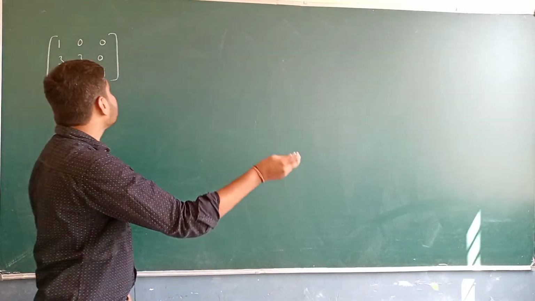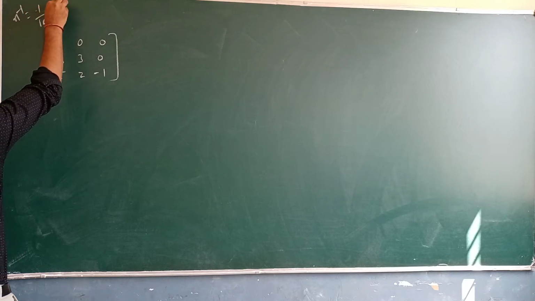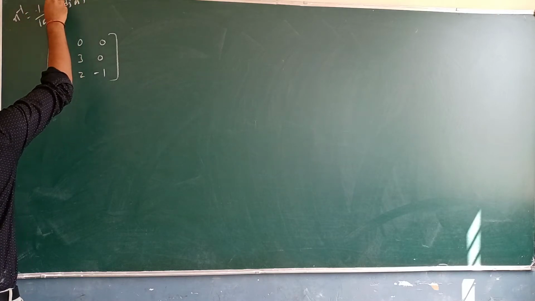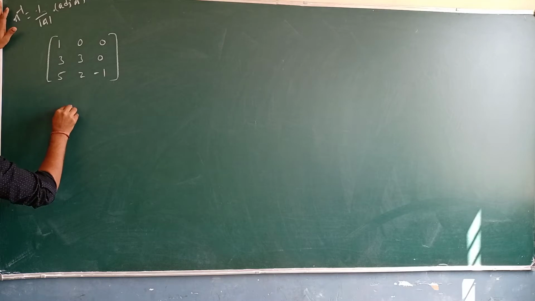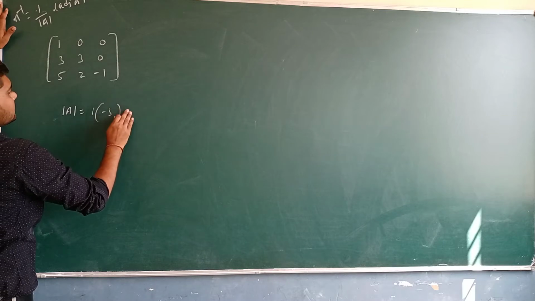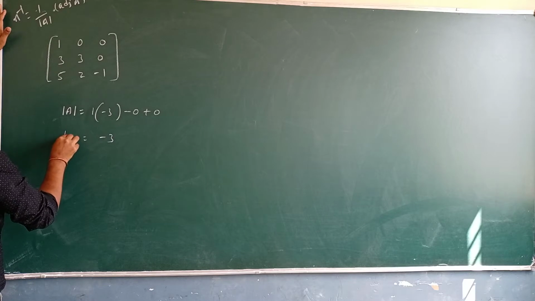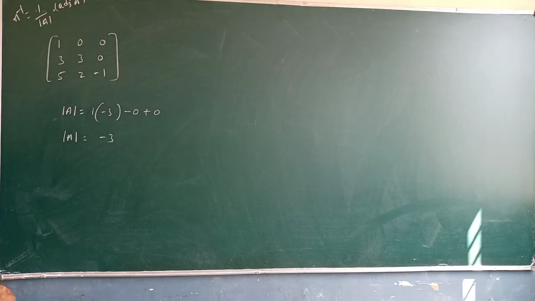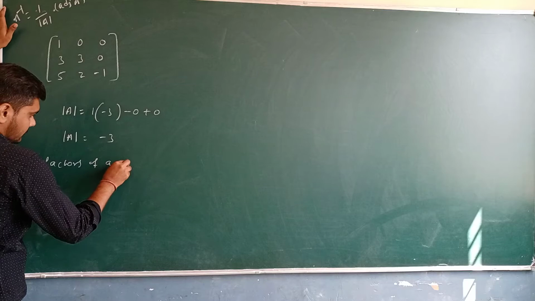So we have the formula A inverse is equal to 1 divided by determinant of A into adjoint of A. First we need to find the determinant of the given matrix. Determinant of A is equal to 1 into minus 3, minus 0 and plus 0. That's going to be minus 3. So determinant of A is equal to minus 3. Then we need to find the cofactors. After the cofactors we can use them to find the adjoint of A. To find the cofactors of the matrix.